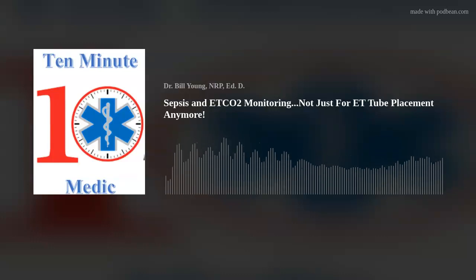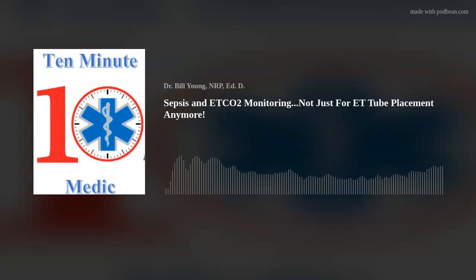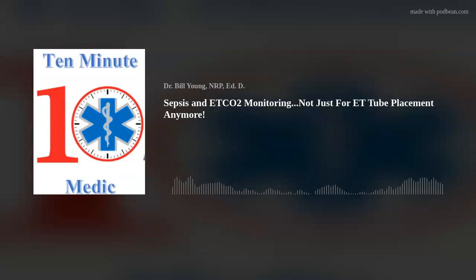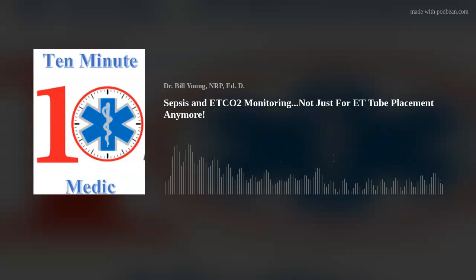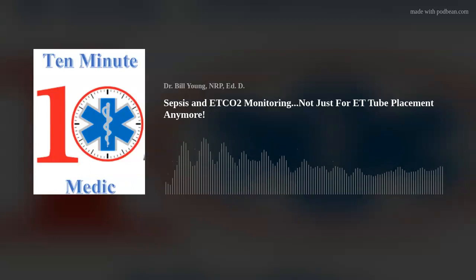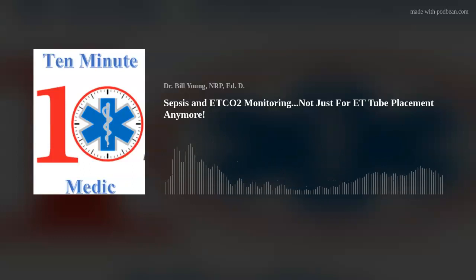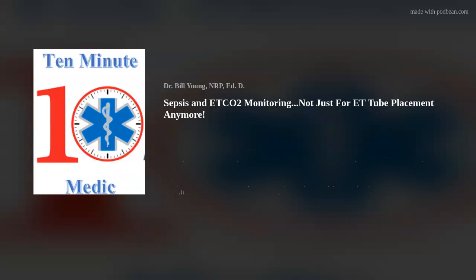In the realm of pre-hospital emergency care, the management of sepsis and septic shock remains a challenge. End-tidal carbon dioxide monitoring has emerged as an important tool in this setting, not only for its role in respiratory assessment, but also for its utility in early detection and management of sepsis.